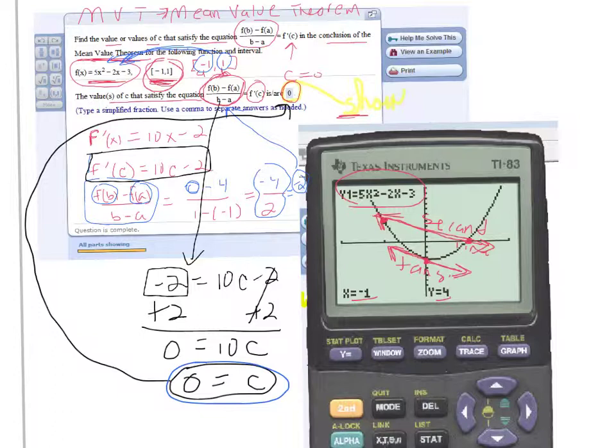In another podcast, I want to do more of a word problem perspective on the mean value theorem. Okay, good luck out there.